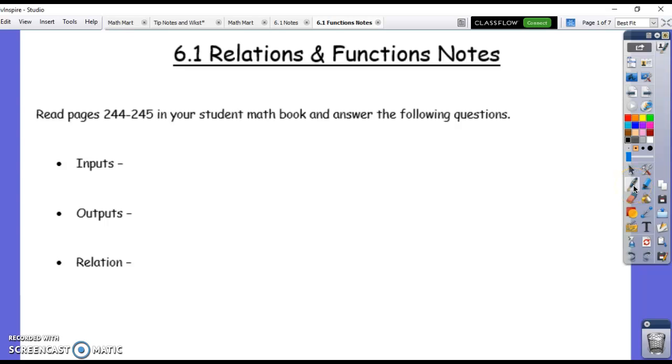Hi, we're going to start chapter 6 today, and we're going to talk about functions and relations. So the first thing that we need to do is cover a little bit of vocabulary to make sure we all know what these words mean. The first word is input, and these are the independent values.